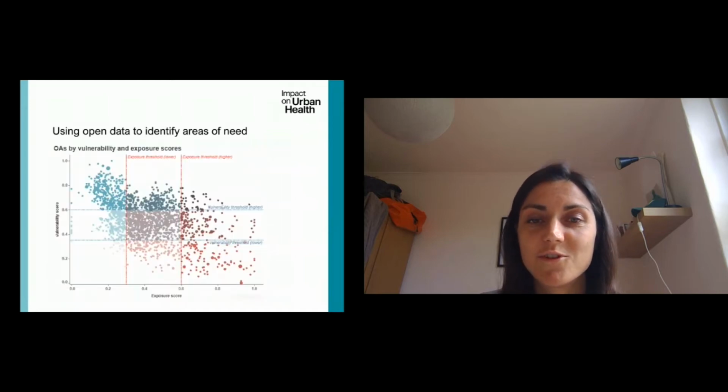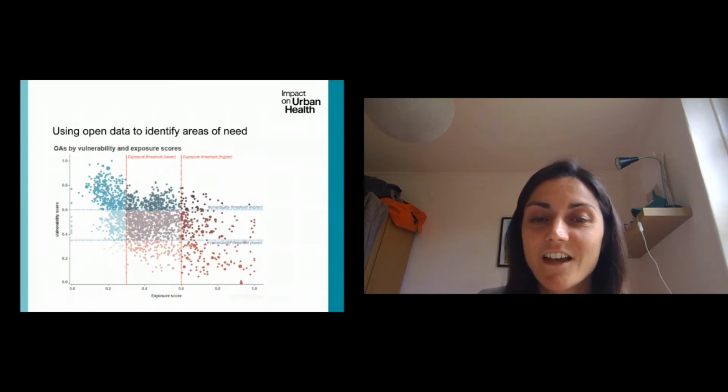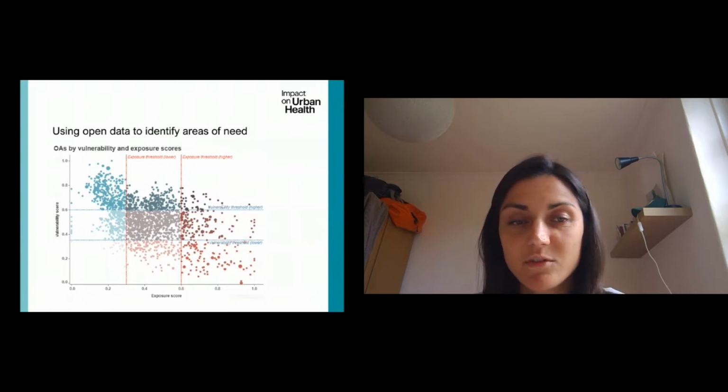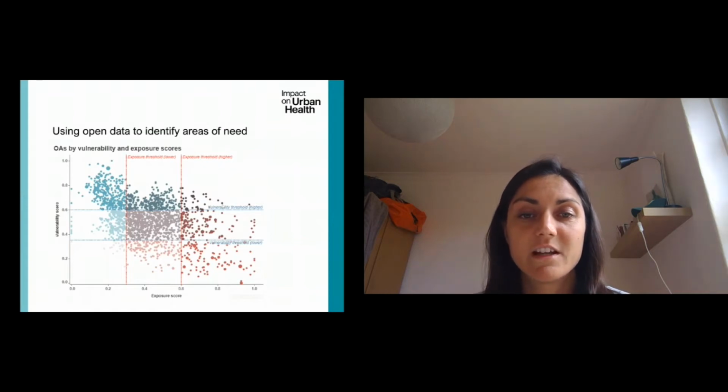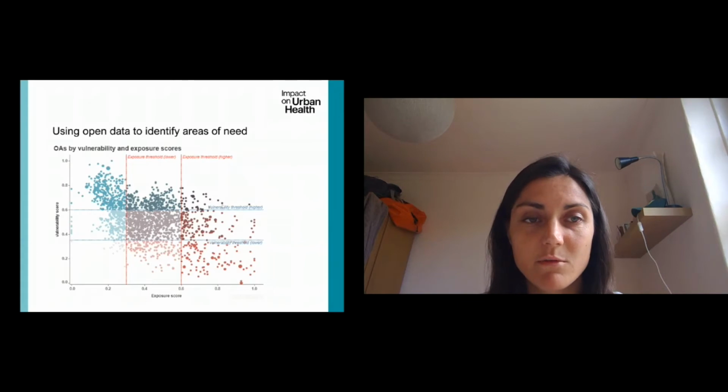I'm sure those of you who are familiar with Tableau can recognize the style of it. And that allowed us to really see which areas are most likely to be exposed and which areas are most likely to be vulnerable, and how can we target our interventions to the people who need it most and where we're more likely to have a bigger impact.